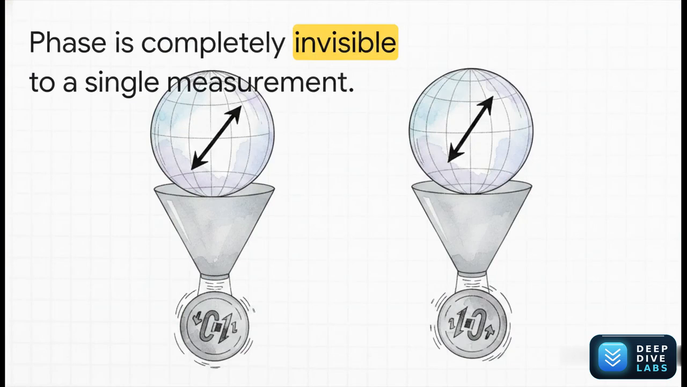So here's the absolute wild part. This phase dial, this longitude spin, is completely invisible if you just measure the qubit once. Seriously, two qubits pointing in totally different directions around the equator will look completely identical. They'll just look like a 50-50 blur if you only look once. And yet, this hidden phase is exactly where the entire superpower of quantum computing hides. The most powerful setting on the whole machine is the one you can't even see just by looking.